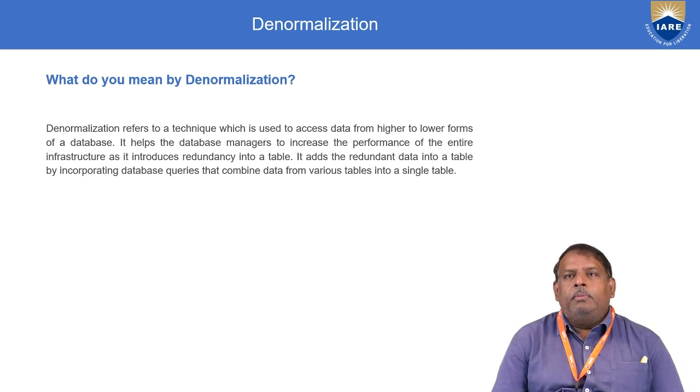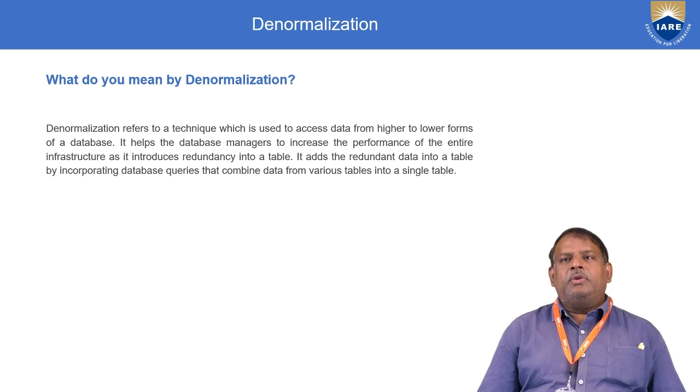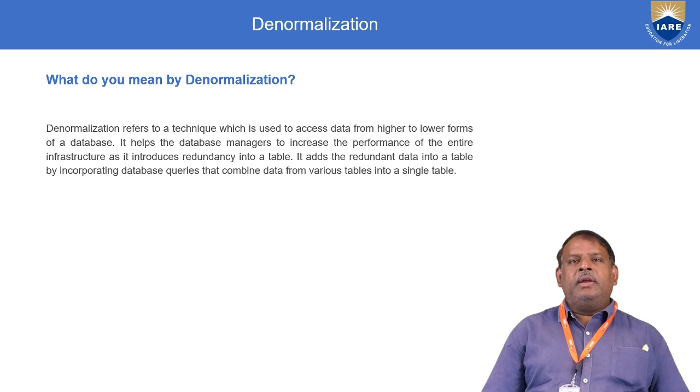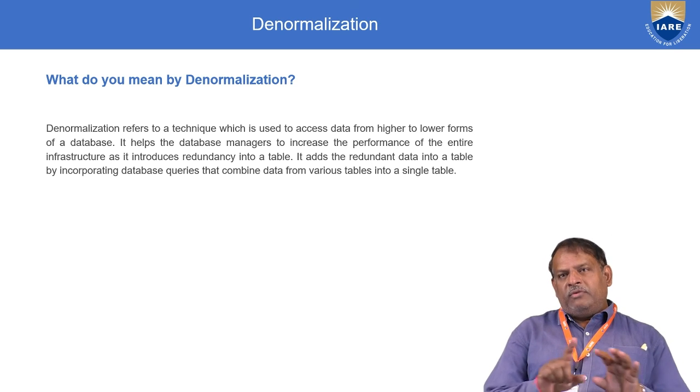Now, what do we mean? See, till now we have seen what is normalization. Now there is something called denormalization, which is the exact opposite of normalization. Denormalization refers to a technique which is used to access data from higher to lower forms of data. It helps the database manager to increase the performance of the entire infrastructure as it reduces redundancy into one table. It adds redundant data into a table by incorporating database queries and combining data from various tables into a single table. The first table is a denormalized table. You have entire information in one table.